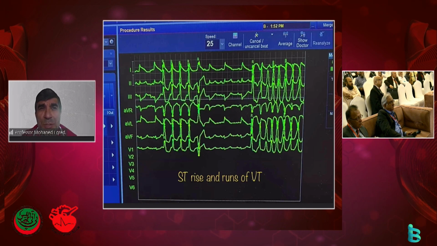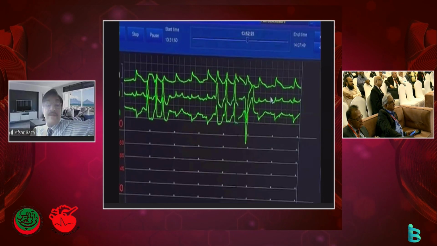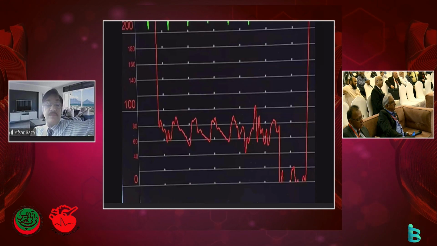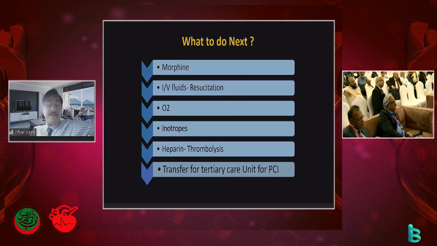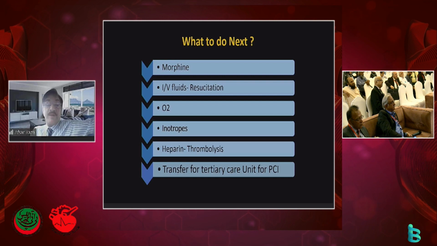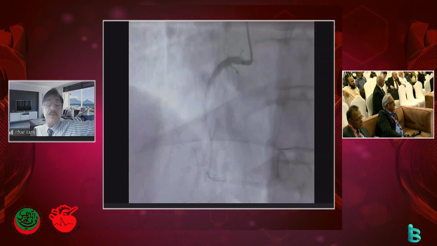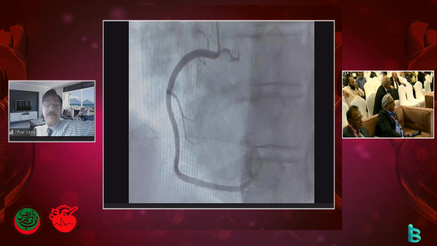I agree with you. What we actually did was, I think we should try to make the patient comfortable. Morphine, IV fluids, oxygen, query inotropes, heparin, thrombolysis, transfer to a tertiary care unit. All these possibilities were kept in mind. But fortunately, the patient started having good pressure with these IV fluids and support. And this was the right coronary artery.